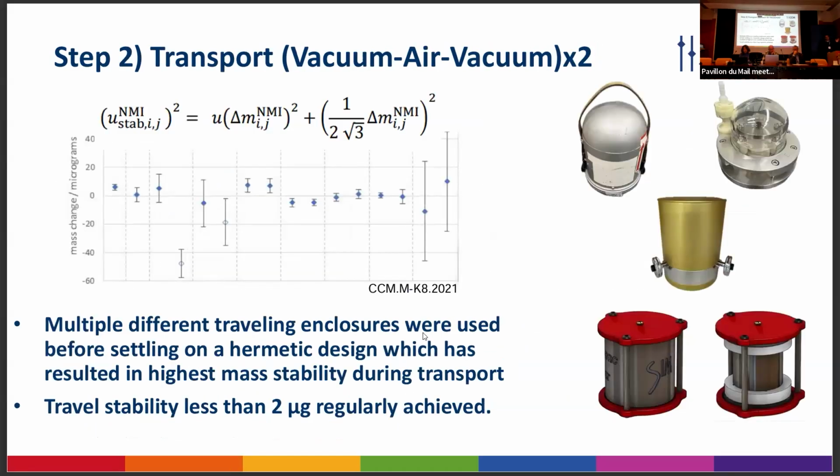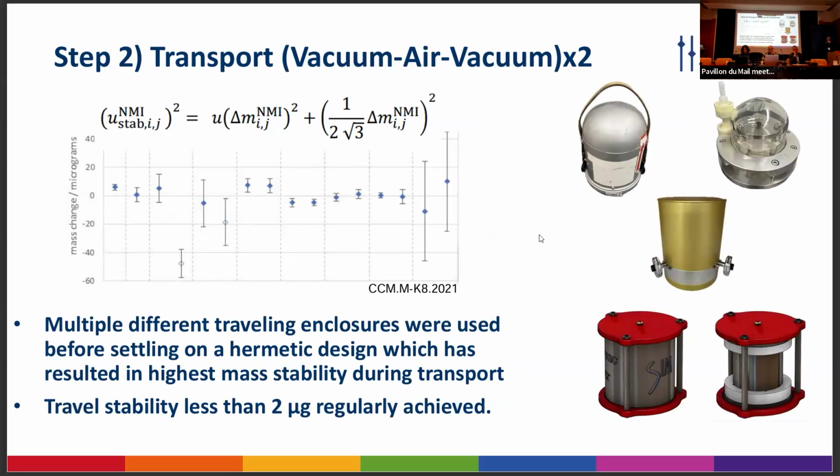So in this step 2, that's when we're transporting the mass out to participate in the key comparisons and to provide data for the calculation of the consensus value. And again, doing all the hard work on the realization and then sending it to the BIPM and having it change mass just through transportation, this is something that you want to minimize.